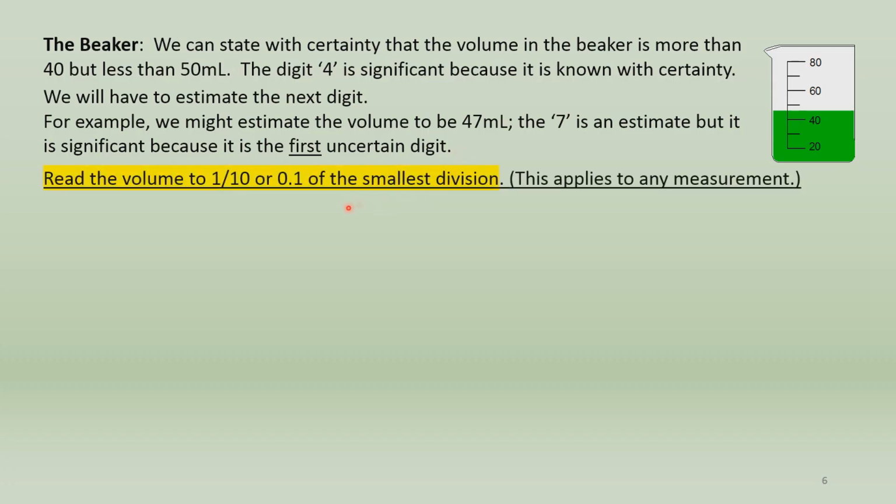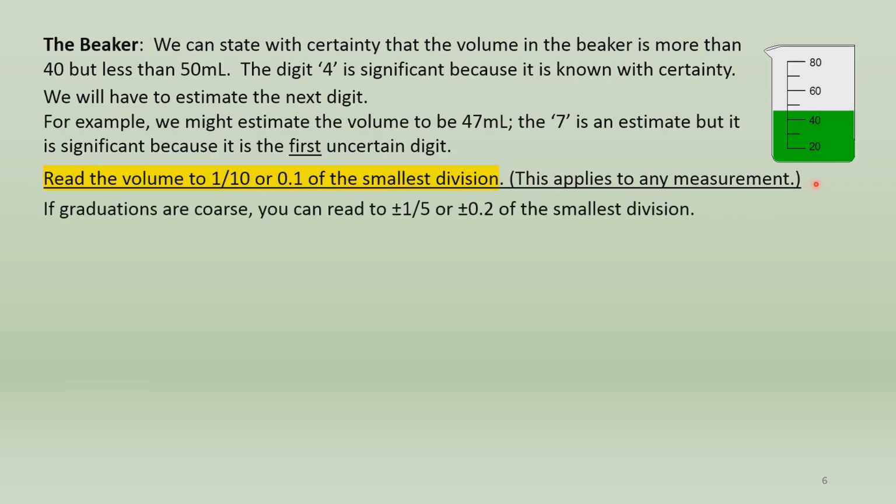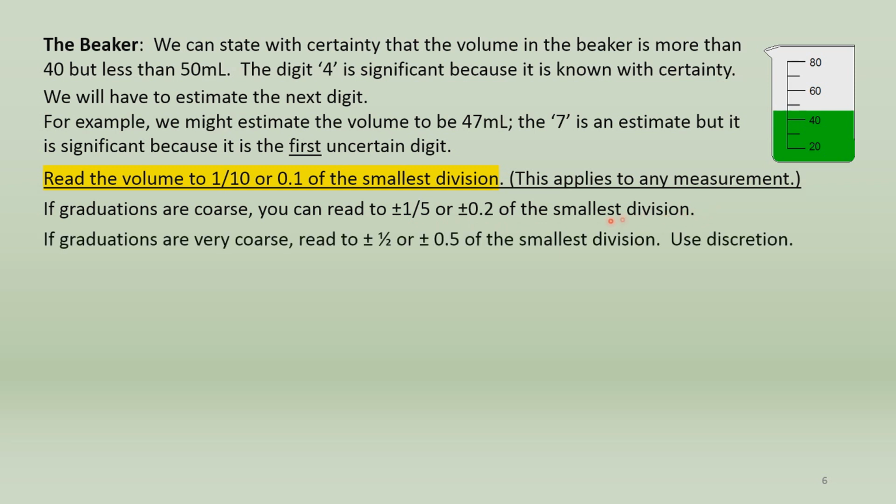So when we read the volume, we read to 1/10 the smallest division, and this applies to any measurement. With discretion, we mentioned already that if the graduations are coarse, meaning they're so close together they're harder to read, you might choose to read this to 1/5 of the smallest division or 0.2 of the smallest division. If the graduations are very close, then you might have to read it to 1/2 or 0.5 the smallest division. So just use discretion. Whatever's reasonable works.